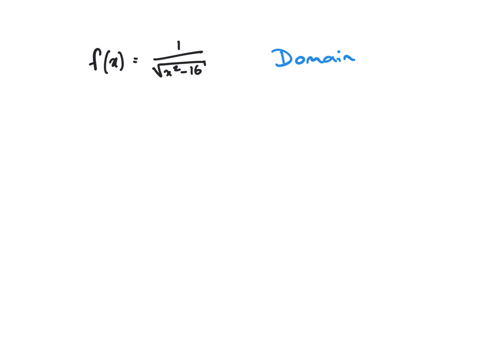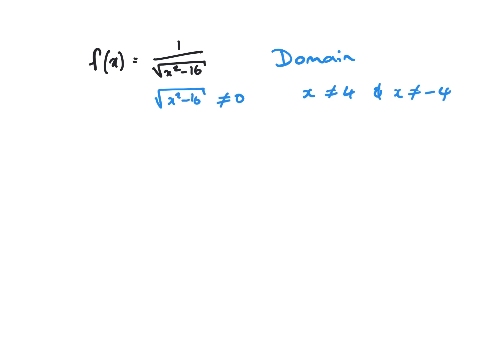Now, we know that we cannot divide by a value that is equal to 0, so we can't go 1 divided by 0. So the first thing I want to make sure that we have ticked off is that the square root of x squared minus 16 is not equal to 0. Now, there's actually two values that we can't use for this one. So x cannot be equal to 4 and x cannot equal negative 4. So that's just something to keep in mind as we're going through.